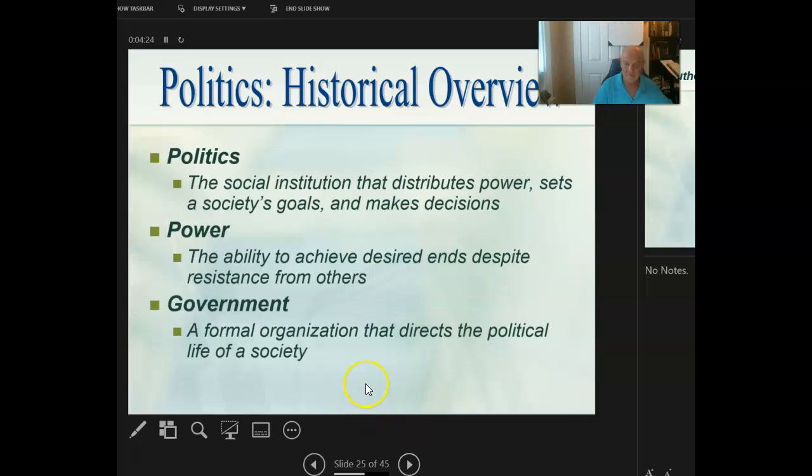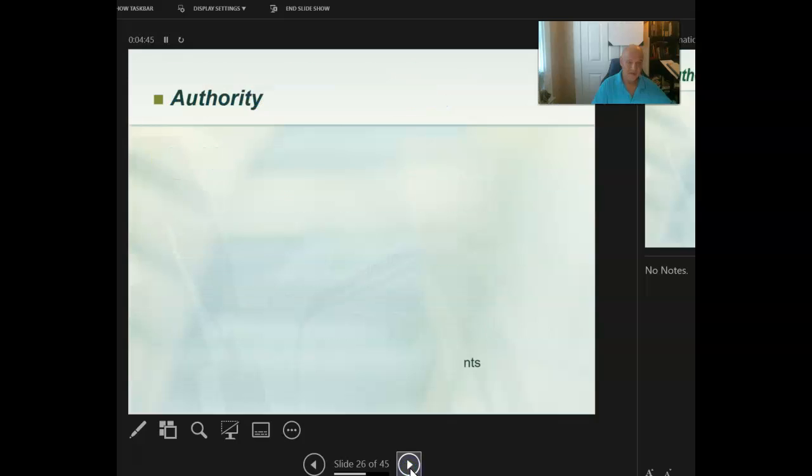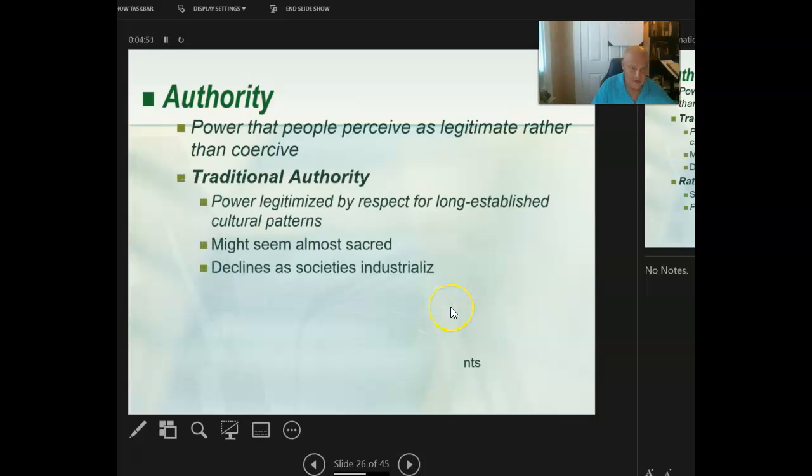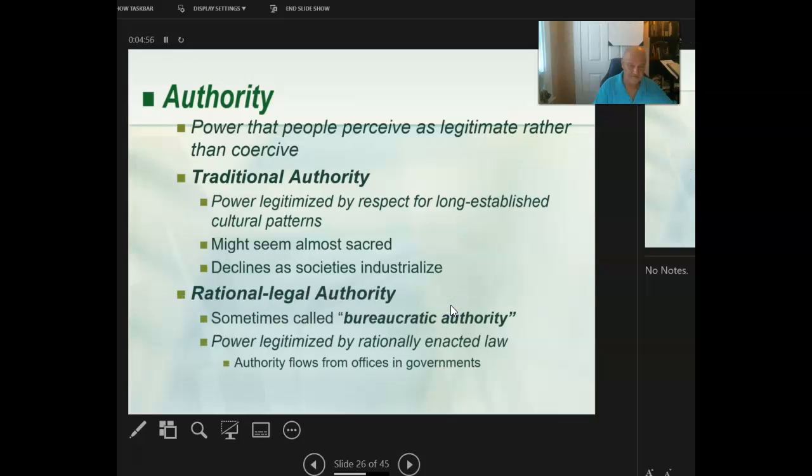And remember that government is a formal organization that directs political life. It makes decisions. It's not about small government versus big government. It's about effective government. That's the key. That's the thing we want to keep in mind when we're talking about politics, okay? It has to do with authority. Who has the authority? Basically, it's power that people perceive as legitimate rather than coercive.